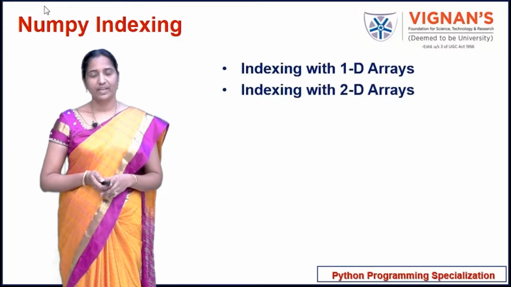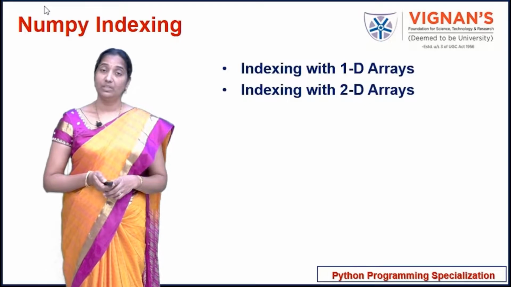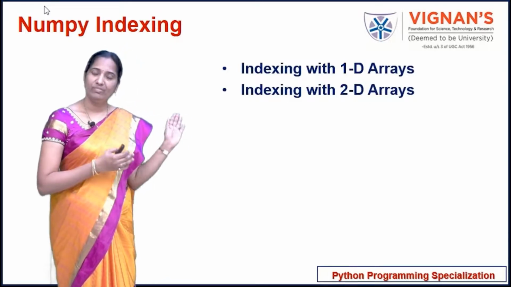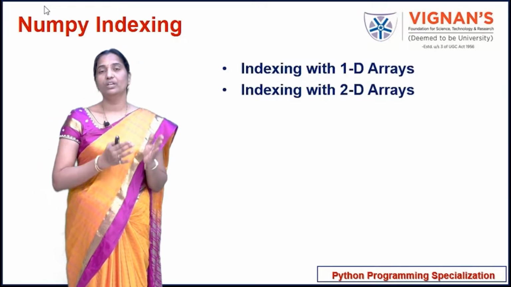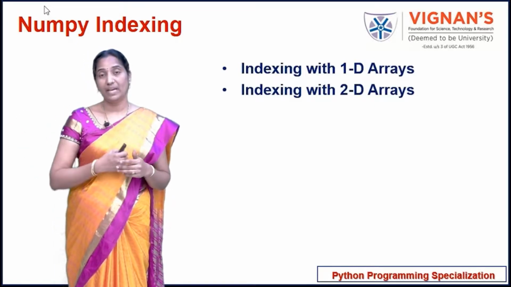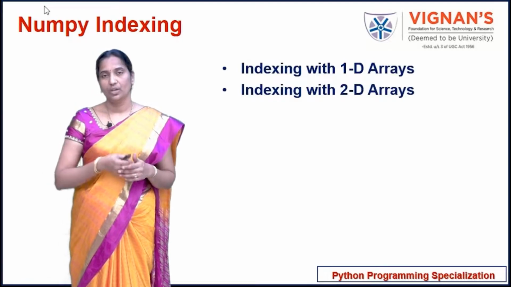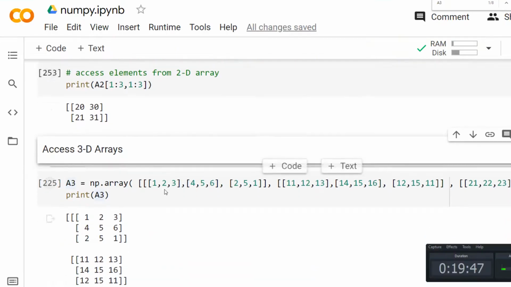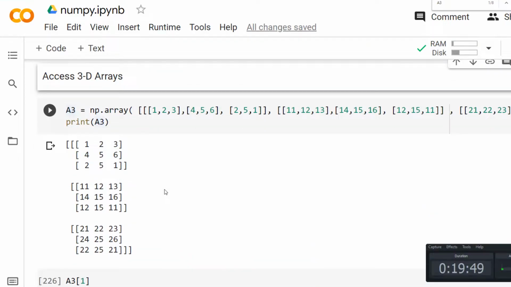Now I hope you understand how to access elements from the two-dimensional arrays too. The same way we are accessing the one-dimensional arrays and the two-dimensional arrays, the same can be extended to multi-dimensions, even any dimensions of the Numpy arrays. Now let's see how we can access the elements from the 3D array objects.